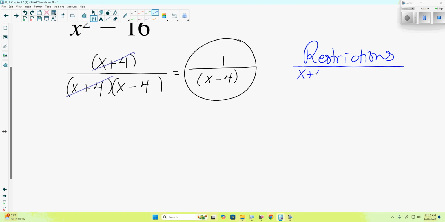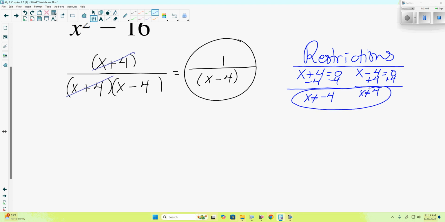Yes. Our two places that we can get 0 are x plus 4 and x minus 4. So to find the restrictions, we'd set both of these equal to 0 and solve. First one, we would subtract 4 from both sides, telling us x cannot be negative 4. For the second one, we'd add 4, telling us that x cannot be 4. So if x is 4 or negative 4, we'd have a division of 0. They do not work.